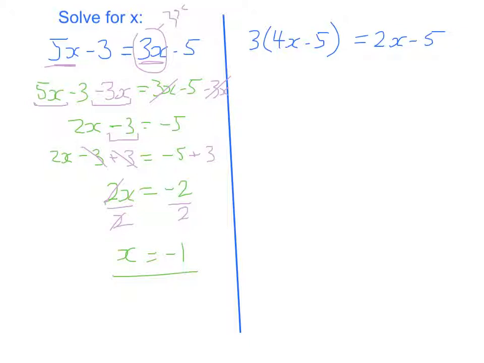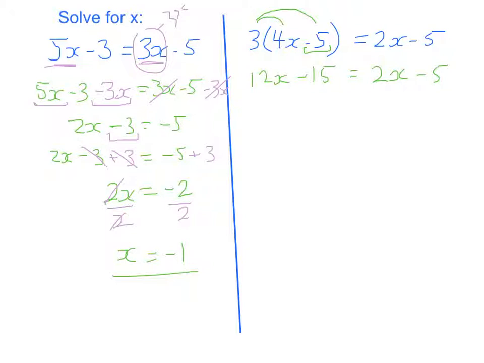The first thing I'm going to do with this one is actually expand the bracket out. So 3 times 4x is 12x. And 3 times negative 5, I'm going to treat it like negative 5 for this expansion. 3 times negative 5 is negative 15, is equal to 2x take away 5.